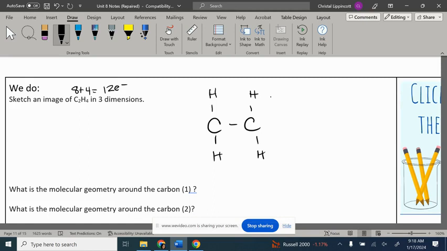Okay. Now I need to figure out a way to get this to balance out. Right now, out of my 12, I have used up 2, 4, 6, 8, 10. And I need to use up 12. So I need 2 more. I could put it here, but then this wouldn't have enough electrons. So what do I do? Double bond it.